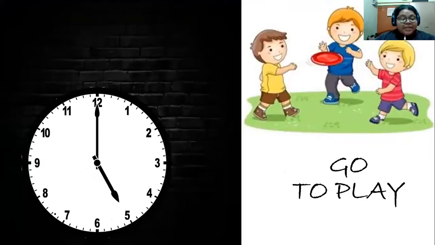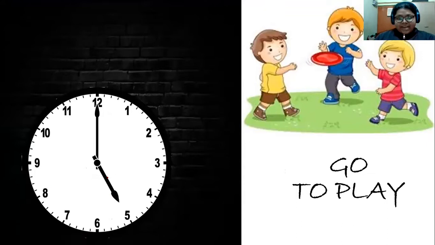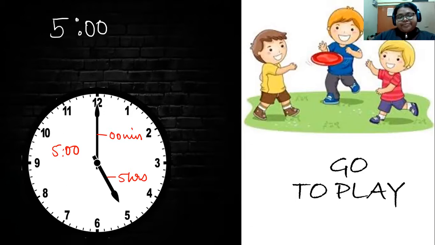Next, we go to play. When do we go to play? The evening? Again, let's first see the time. The hour hand is at 5 and the minute hand is at 12. That means it will be 5 hours. Whether it is AM or PM, we'll decide. We go to play after midday. So it is 5 PM. So we go to play at 5 PM.